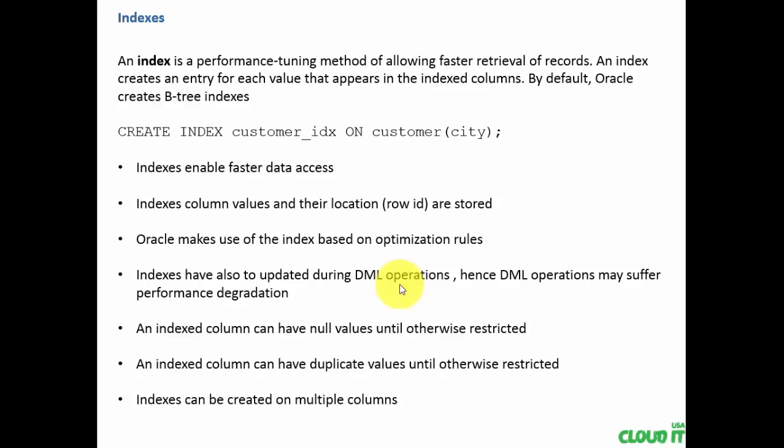What that means is whenever you are inserting a record, it needs to create an index entry. Whenever you are updating a record, it needs to update the index entry. An index column can have null values until otherwise restricted. That means the column on which you are creating an index can have null values. If you don't want, you can enforce that.